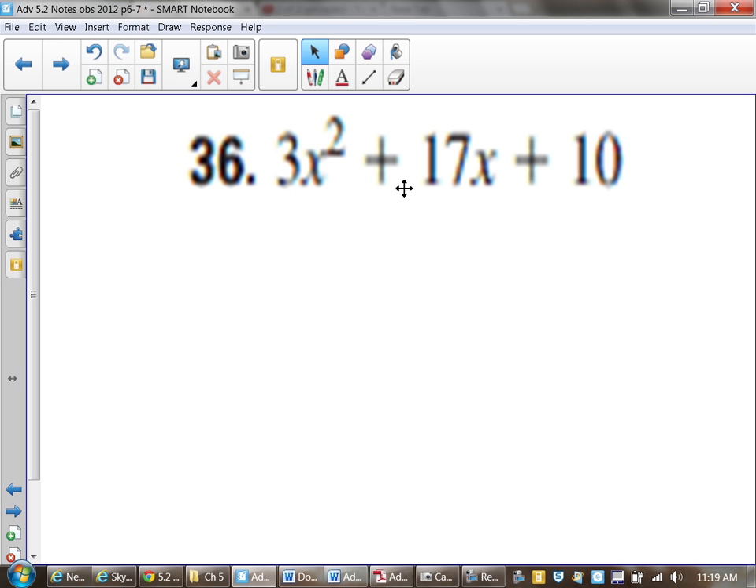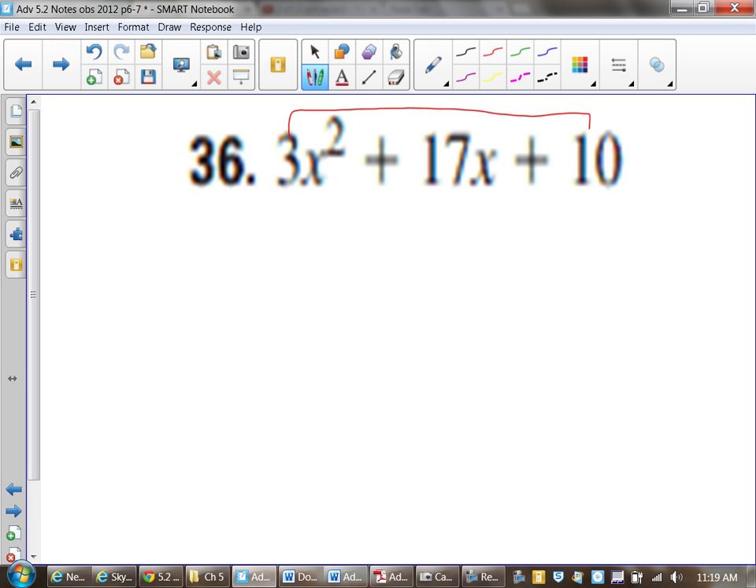So what I do is I multiply the 3 and the 10, first and the last, and I get 30. So what times what is 30? You add together, get positive 17. Well, 3 and 10 would work, but that doesn't give me 17. 15 and 2 does. So do I have to worry about any of my signs with this problem? Nope, don't have to worry about any signs whatsoever.